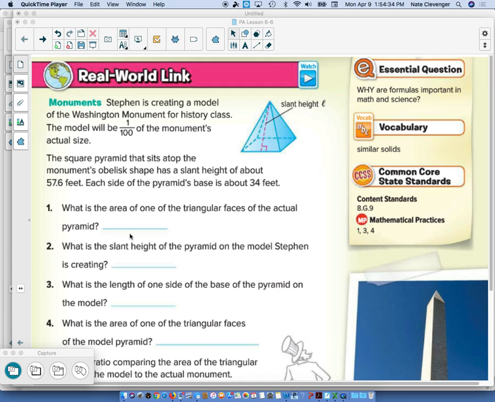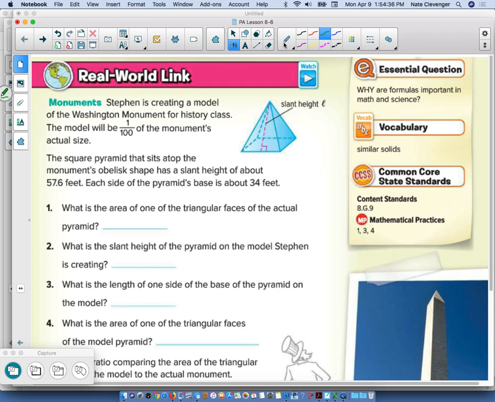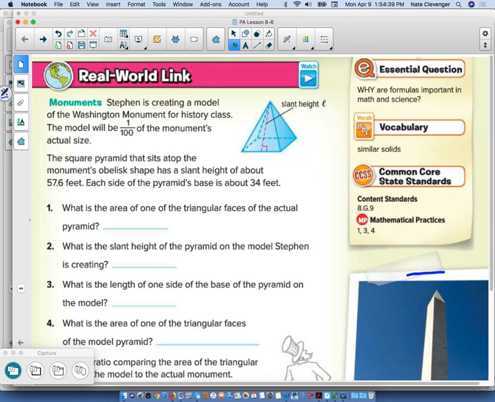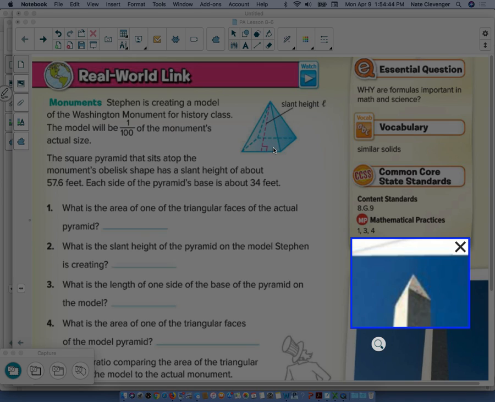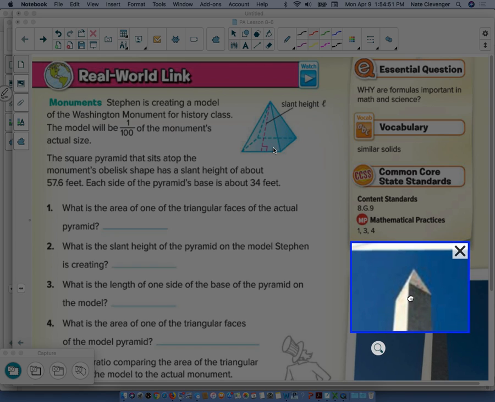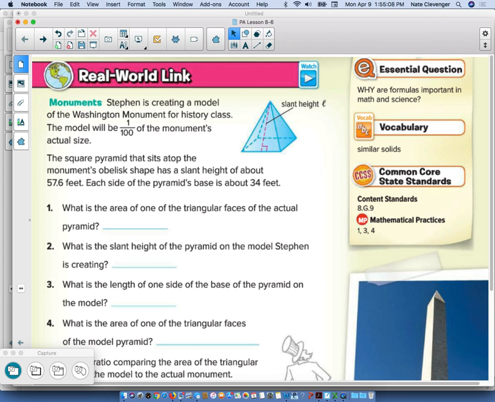Now I can zero in a little bit on this. We're talking about that peak point right there, and the dimensions they're giving me are 34 feet for the base, and then the slant height is 57.6. That's the height there.